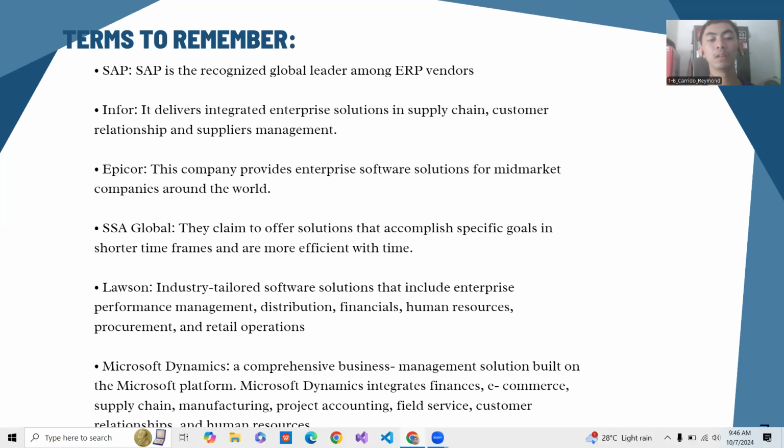SSA Global claims to offer solutions that accomplish specific goals in shorter time frames and are more efficient with time. Lawson offers industry-tailored software solutions that include enterprise performance management, distribution, financial, procurement, retail operations, and so on. For the latest, Microsoft Dynamics is a comprehensive business management solution built on the Microsoft platform. Some of its integrated functions are e-commerce, supply chain, manufacturing, project accounting, field service, customer relationship, and human resources.